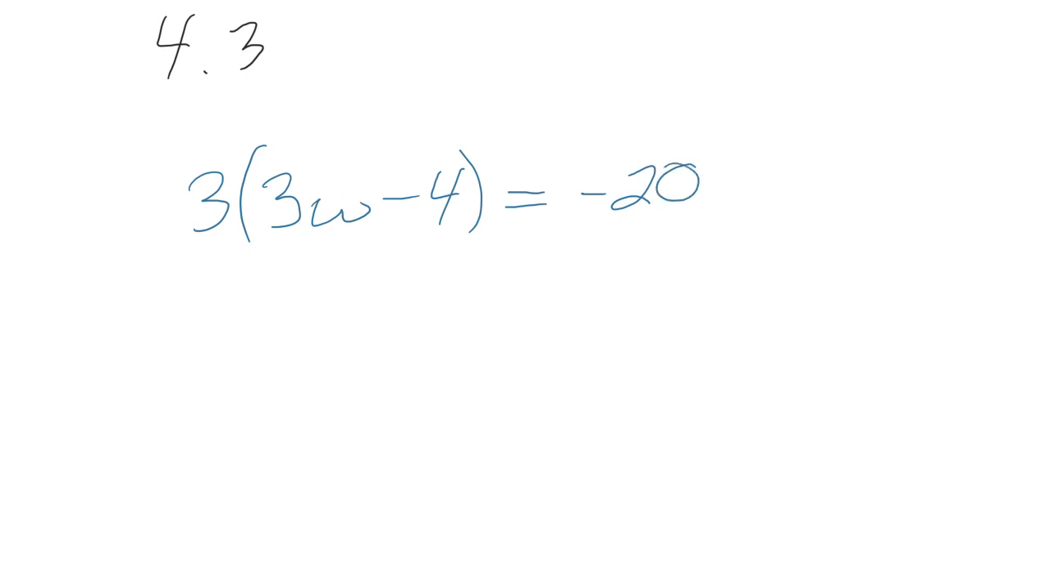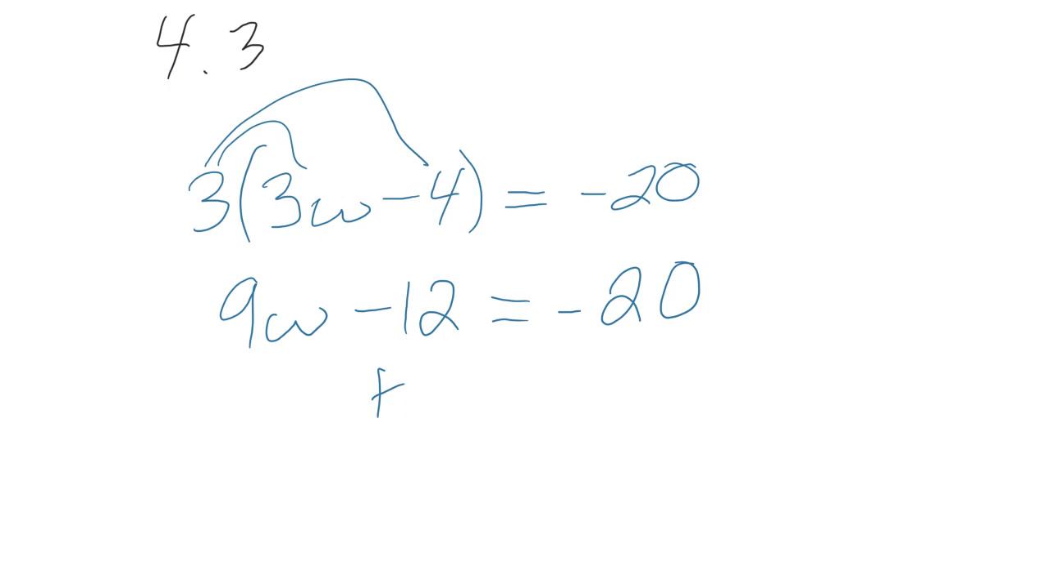So we would distribute that 3. When you have a number right next to parentheses like this, that means you're going to have to distribute, which is just multiplying by each term. So before I can start solving, I have to distribute my 3. That is going to give me 9w minus 12 equals negative 20.